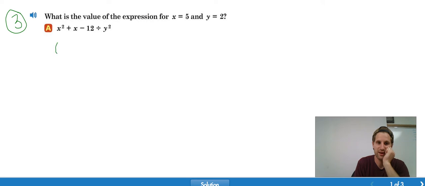Instead of x, we're going to write 5, and that's going to be squared, plus, instead of x, I'm going to write 5 minus 12 divided by y, which is going to be 2 squared. And again, instead of y, we got 2.